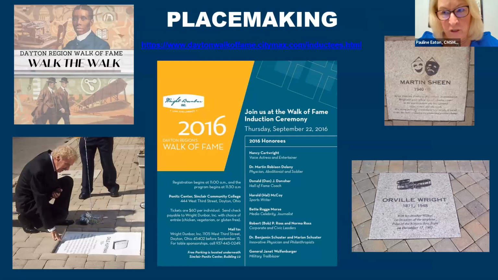Placemaking, super important. And how you do placemaking, there's a lot of ways you can do placemaking. This is one of my favorite projects. In Dayton, Ohio, I had an urban Main Street district there that was the Wright Dunbar district, named after the Wright brothers and Paul Laurence Dunbar. And they both lived there. And so the community decided they were going to do a walk of fame because they had to redo their sidewalks. And so they did the walk of fame, and every year they had a big induction ceremony with who they were going to now put on the walk of fame.